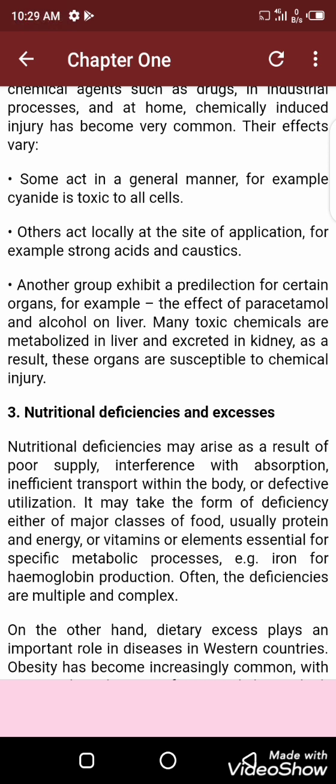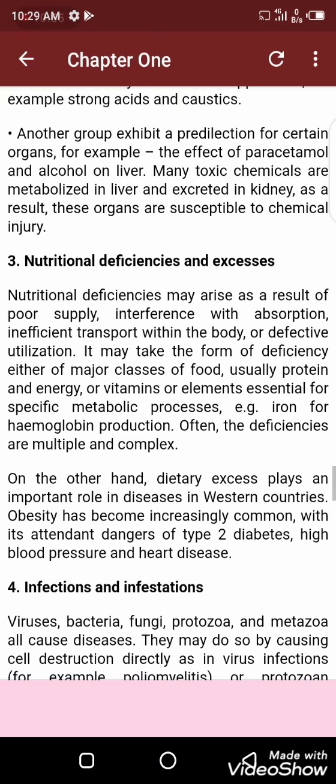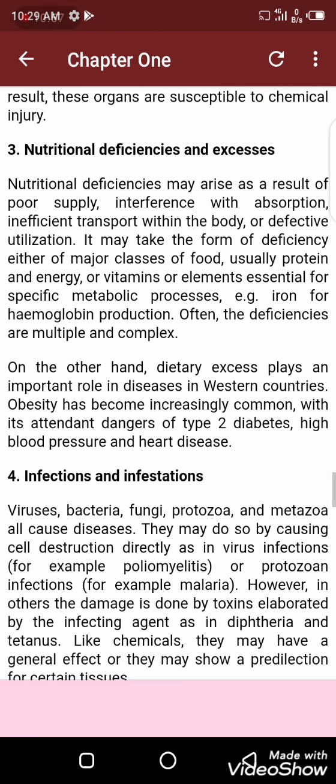Many toxic chemicals are metabolized in the liver and excreted in the kidney. As a result, these organs are susceptible to chemical injury. So now we are coming to discuss nutritional deficiencies and excesses.